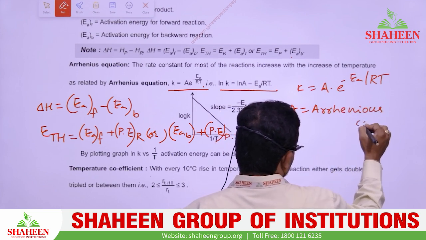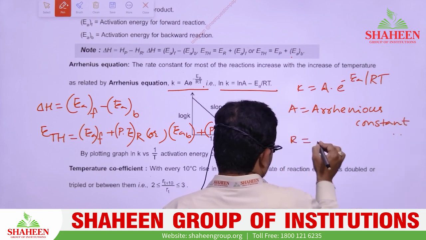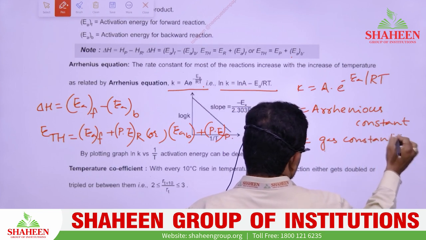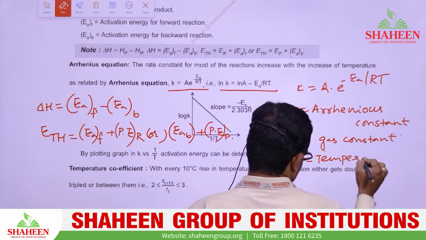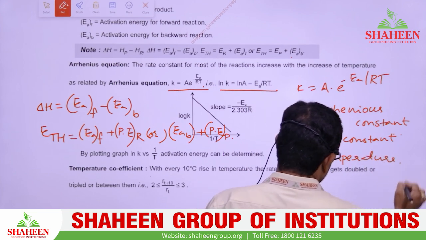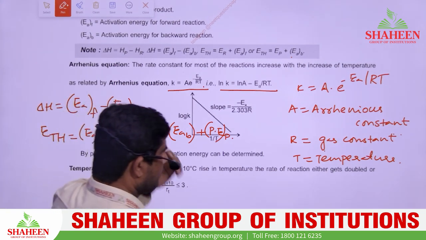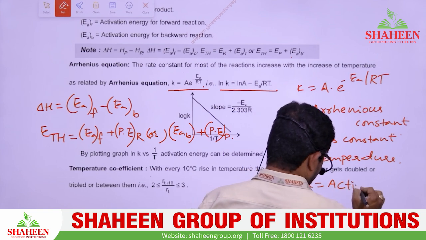Arrhenius constant. R means what here? Gas constant. T means what here? Temperature. And EA, what is EA? EA means activation energy.